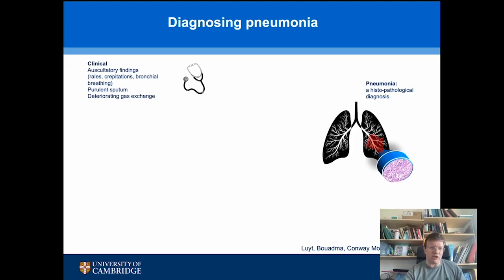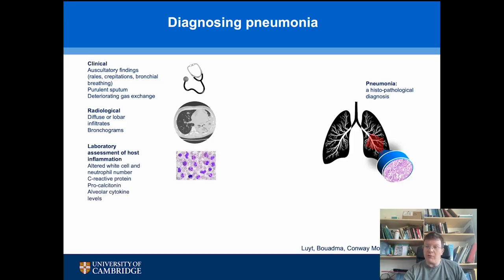So we use measures such as clinical findings, whether the patient has crepitations, bronchial breathing, purulent sputum, worsening gas exchange to suggest a pulmonary focus. We use radiological investigations to look for evidence of alveolar infiltration, so diffuse or lobar infiltrates, look for air bronchograms and so forth. And we look at laboratory assessment of host inflammation. So what we're getting here is a combination of a pulmonary focus with alveolar infiltration and evidence of inflammation to suggest that it's an infectious process.